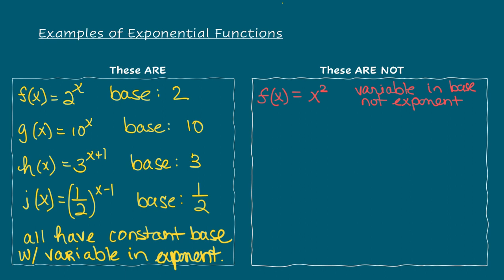All right, I might also see something that looks like this. In this case, I have a variable in my exponent, but if you recall, one of the conditions of exponential functions is that my base is any positive number, not 1. So I can have any number other than 1. So because I have a base that is equal to 1, this is not an exponential function. So the base cannot be 1.